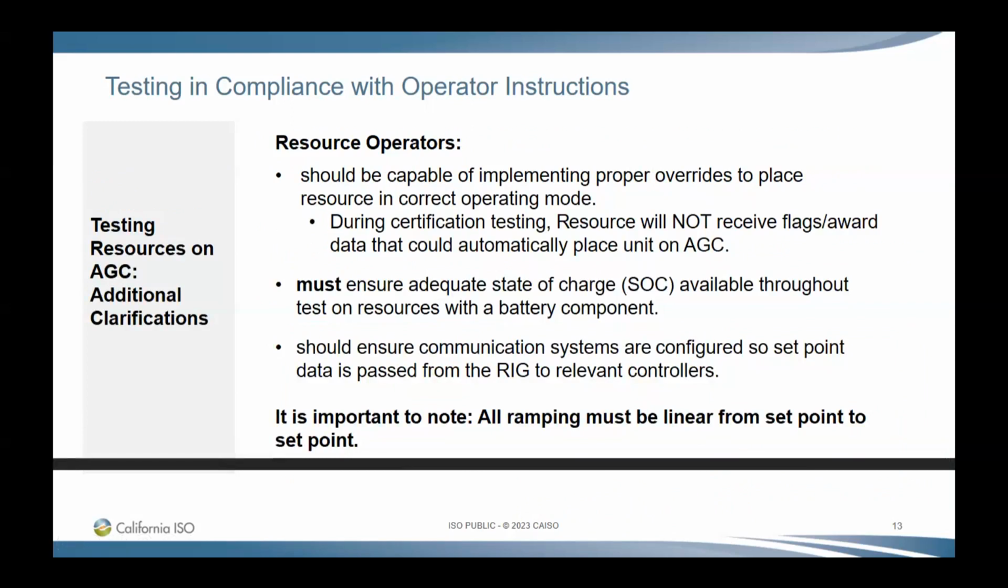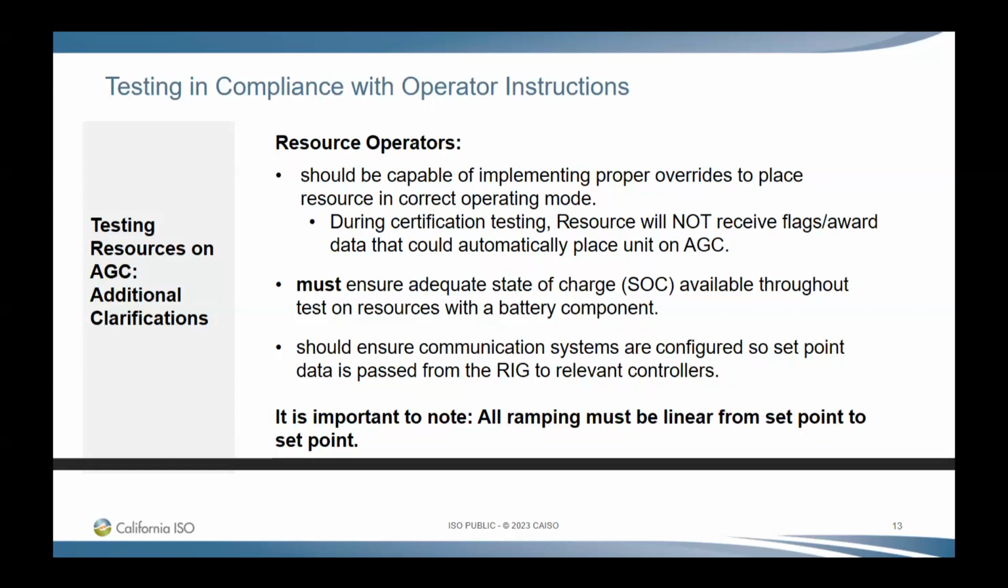So a few other little clarifications. For testing resources on automated generation control, AGC, for resource operators, it's important that you make sure your resources are capable of implementing proper overrides to place the resource in the correct operating mode. So again, that goes back to those internal conversations you have to ensure that the resource operators have that proper capability to implement the proper overrides.